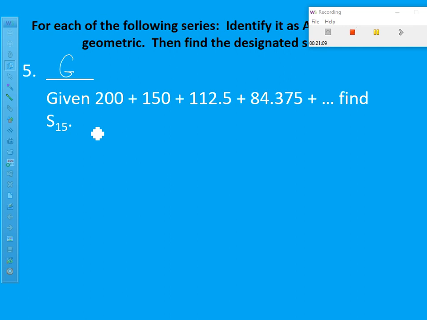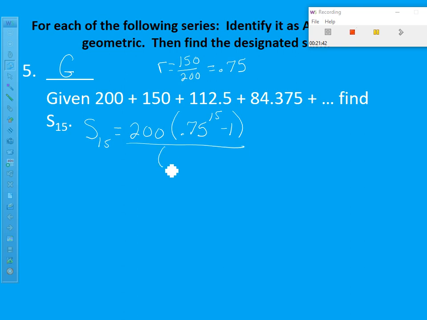In this case then, the sum of these terms is going to be g sub 1, which is 200, parenthesis, my ratio. Whatever it takes to go from 200 to 150, well, can't just look at it, so let's get it. 150 divided by 200 tells me that my ratio is 0.75. So I'm going to go 0.75 to the 15th power minus 1 over parenthesis 0.75 minus 1.